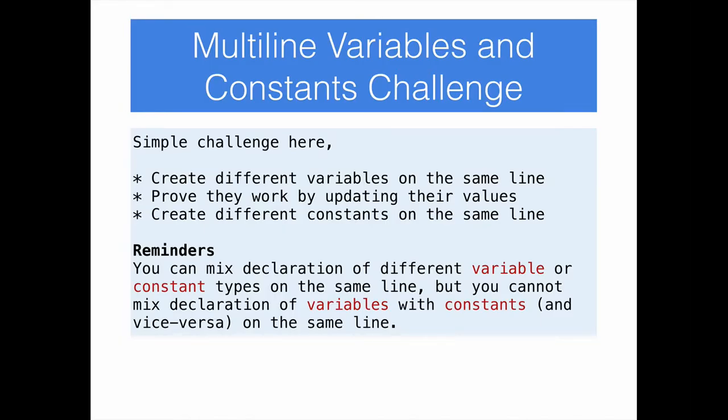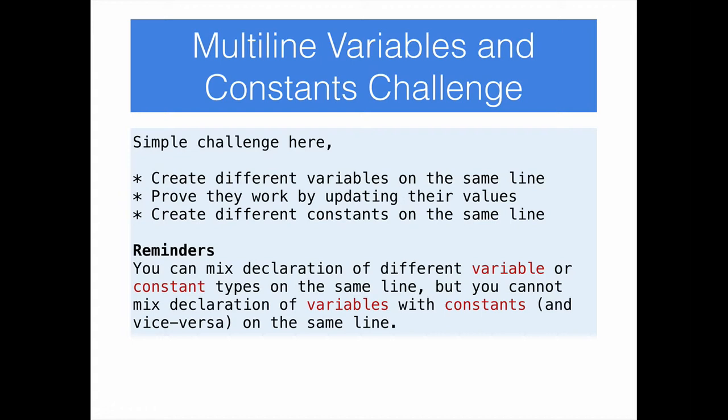So we have our multi-line variables and constant challenge. Once again, I want you to solve this in the playground, and this is just a chance for you to make sure that you understand how to create multiple variables on the same line. So create different variables on the same line and prove that they work by updating their values. So you can update their values one at a time.